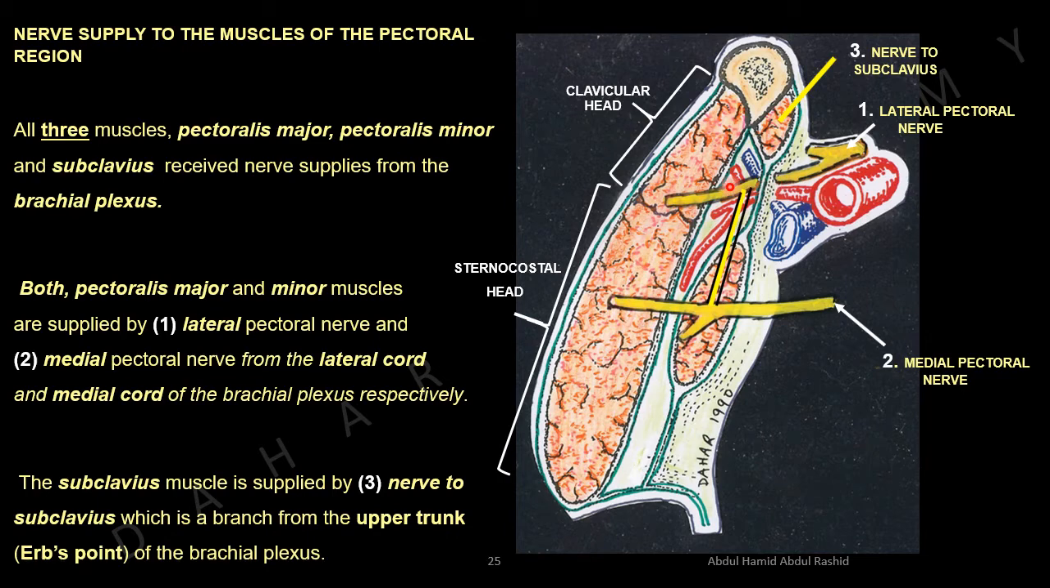The lateral pectoral nerve arises from the lateral cord, and the medial pectoral nerve arises from the medial cord of the brachial plexus. Just now I have already mentioned. The subclavius muscle is supplied by the nerve to subclavius, which comes from the upper trunk, that is Erb's point, of the brachial plexus.